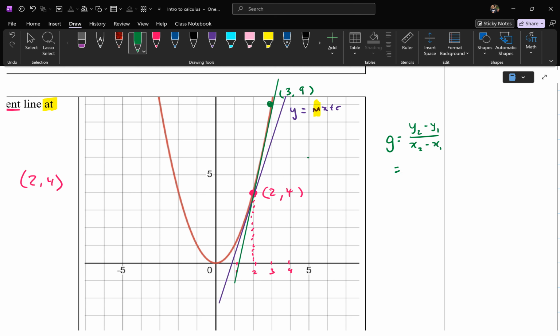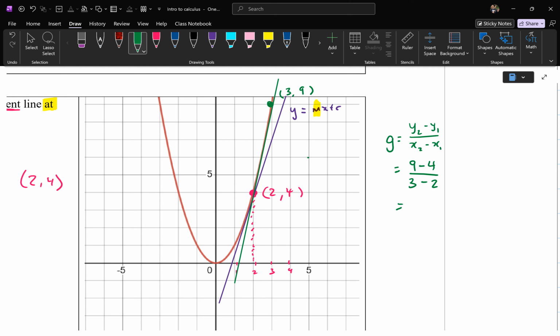Here's my second point. That's my first point. I picked a second one randomly. Could have been anywhere else. I just picked 3. Y is 9, sorry. Y2 is 9, minus y1, which you told me was 4, divided by x2, which is 3, minus x1, which is 2.